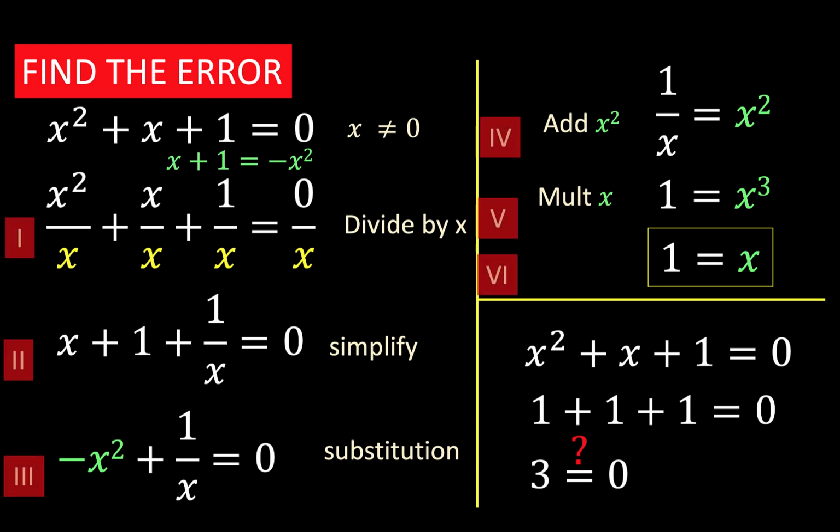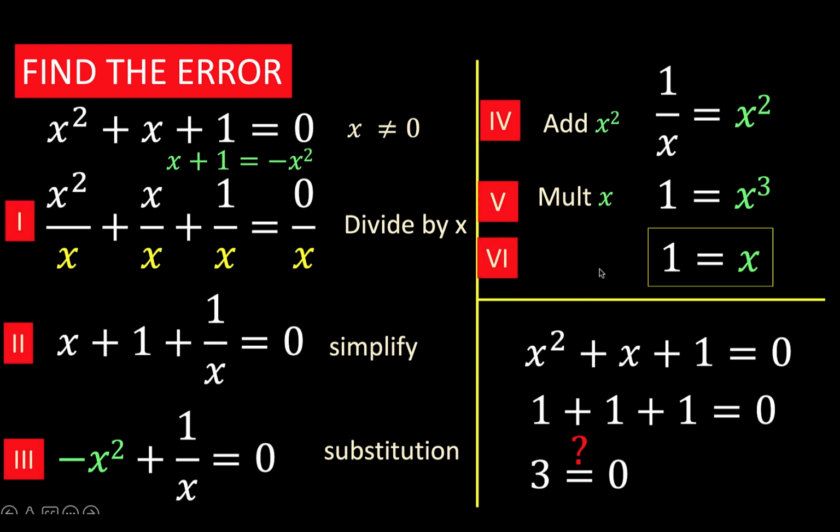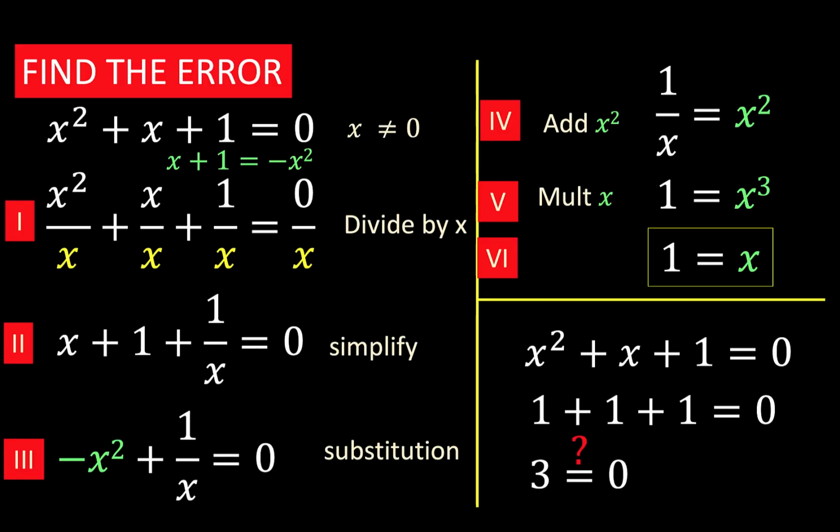Now let's number our equations from 1 to 6. So which step here is erroneous? You can pause the video and write in our comment section where the error is in these algebraic steps. Now let's solve this problem together.